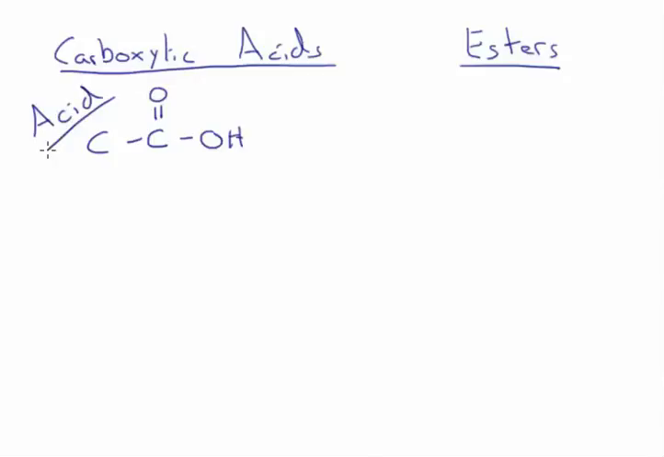I know it doesn't look like what we would typically recognize as an acid because of this OH, but because this hydrogen is easily stripped, it has the behaviors of an acid. This particular carboxylic acid is commonly known as acetic acid, which you've heard about in your first chemistry course.